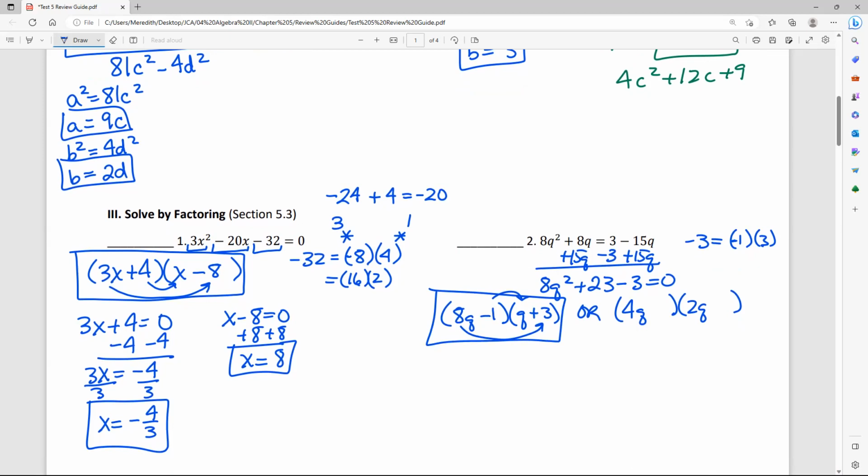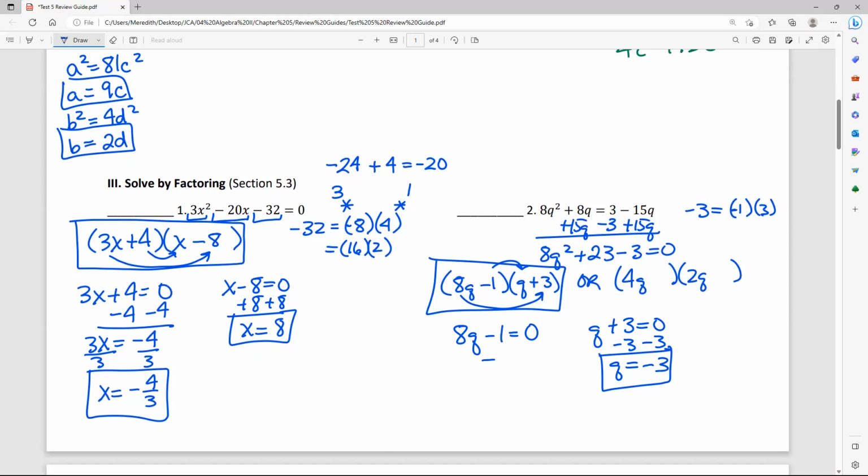Once you've done that, you then set it up so that you can solve to get your two possible answers, in this case for q. So 8q minus 1 equals 0, and q plus 3 equals 0. So we just subtract 3 from both sides, get the easy one done. I know that q equals negative 3.